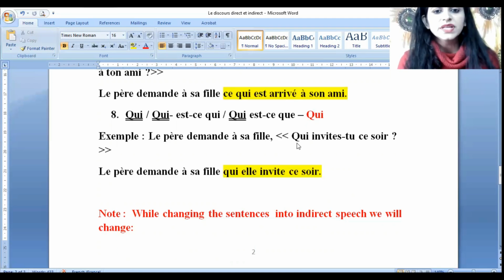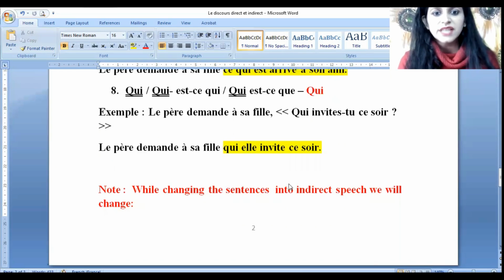Le père demande à sa fille qui invites-tu ce soir? Whom are you inviting or who are you inviting this evening? So le père demande à sa fille qui elle invite ce soir. Whom is she inviting this evening? Clear? So there are few points that I've written for you. You can also note it down in your notebook.